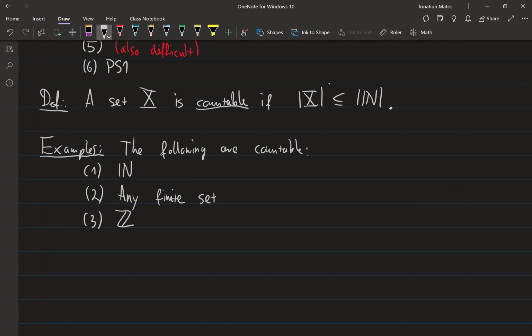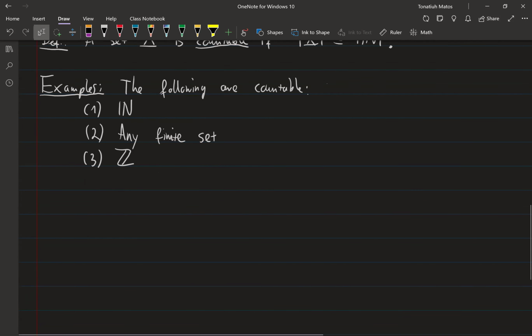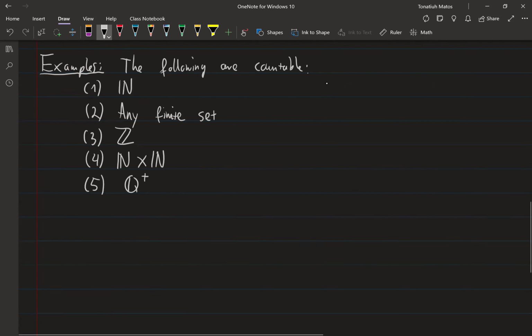The integers are countable. N cross N. Let me think about N cross N. Is that something that I want to do right now? Okay, N cross N is a really good example. So we're going to add this maybe after this one, N cross N. And the rationals. Now, let's just consider the positive rationals because it is easier to write down, but the same proof works for the rational numbers. I just want to save a little bit on notation.